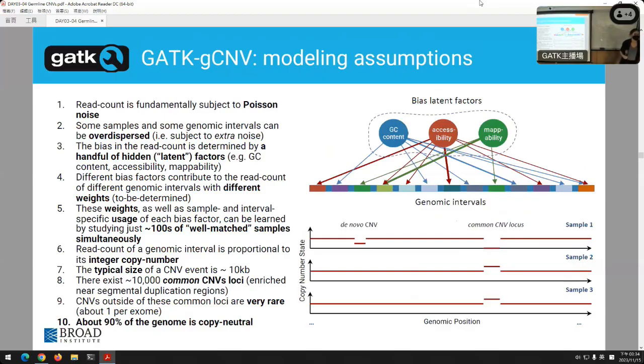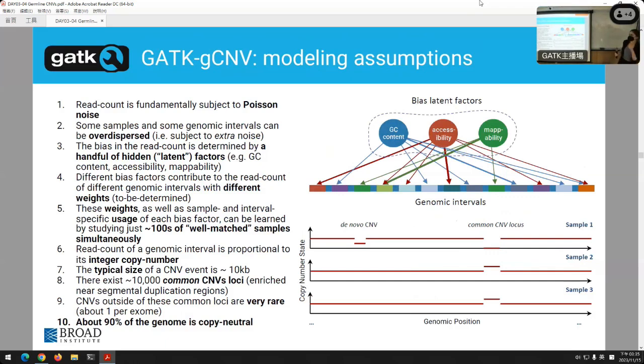The model itself does not actually predefine or name these factors. It just learns the patterns of the data, so it doesn't require you to predefine all of your latent factors. For each of those different bias factors, they can influence the read count in different samples and in different genomic intervals with different weights. And we can learn those weights by looking at the patterns of variation across many samples and many intervals at one time.